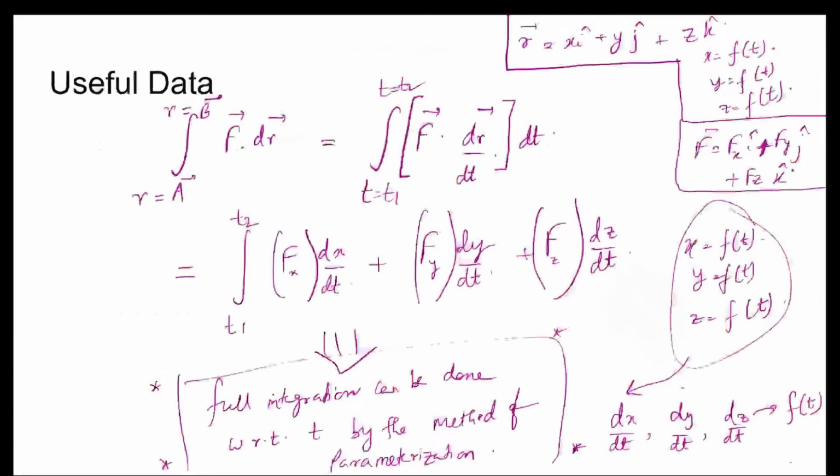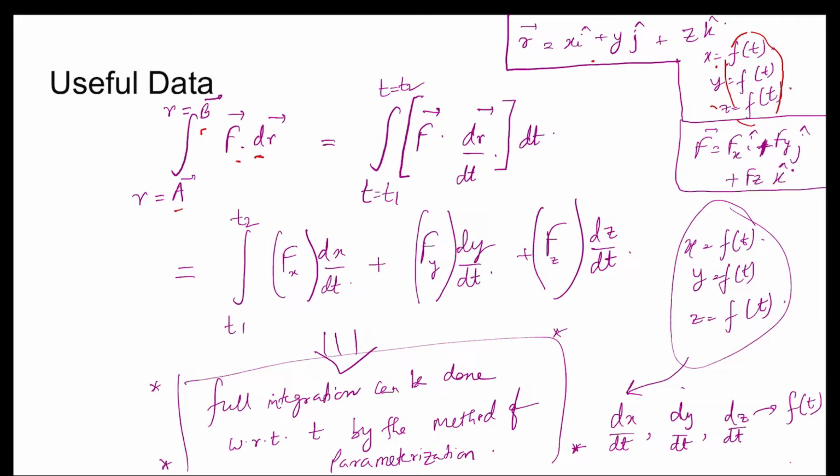Coming to the useful data, for a line integral from a to b of f dot dr, where r is x i cap plus y j cap plus z k cap, and x, y, z are parameterized by t, that is, a function of t, then f dot dr can be written as f dot dr by dt into dt. Now since x, y, z are a function of t, r is also a function of t, so dr/dt.